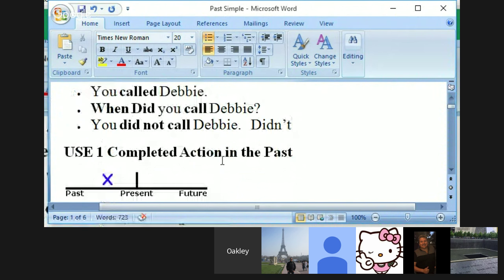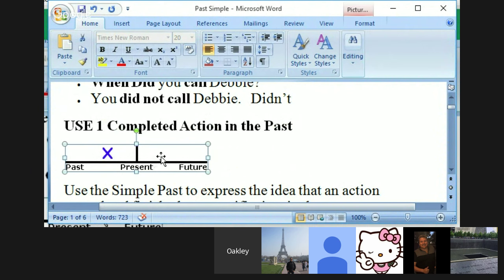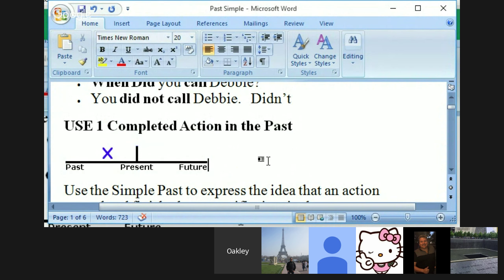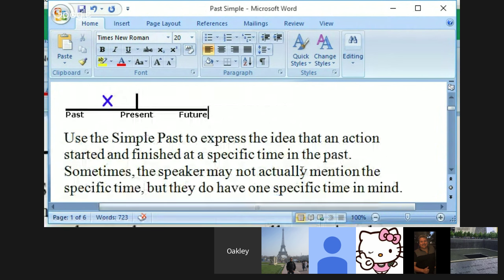Let's look at use number 1. And the most common use, the most basic use of the simple past, a complete or finished action in the past. Very simple, little illustrative diagram here, very basic. An action started and finished at a specific time in the past. It is over. It is done with.